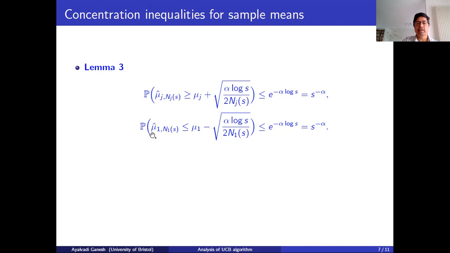Okay, and similarly, the probability that the sample mean on the first arm is much smaller than its true value is also bounded above by this. So that's the statement of the lemma. Let's pause a moment to make sure that you completely understand the statement.